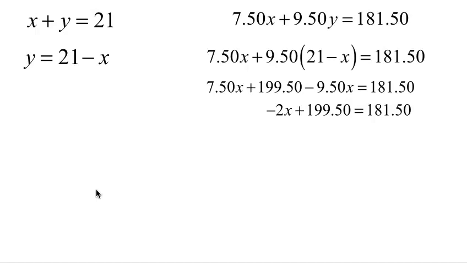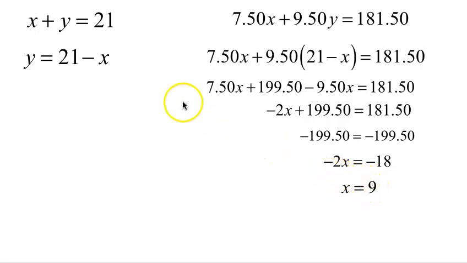Now let's solve for x. We will add negative 199.50 to both sides. 181.50 minus 199.50 will give us a total of negative 18 on the right side, negative 2x on the left. Dividing both sides by negative 2, we get x is 9. Now we plug 9 in over on this side. So y was 21 minus x, plugging the 9 in. Y is 21 minus 9, y is 12.